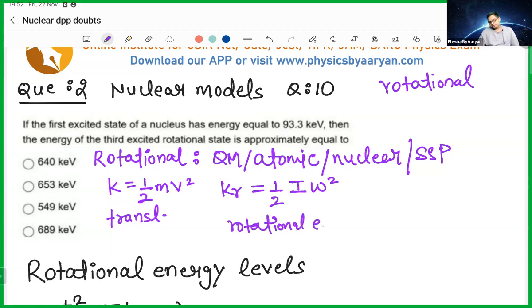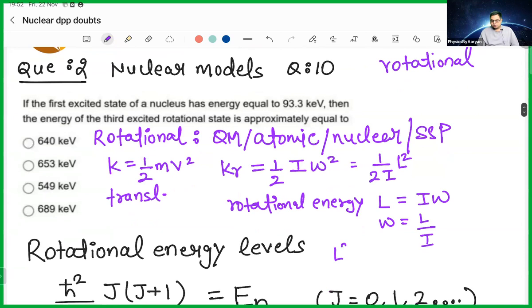This is a rotational energy. Another thing I can do is use the idea that angular momentum L equals I omega. So I will use omega as L by I and put it there. I will get 1 by 2I into L squared. In quantum mechanics, L squared is l into (l plus 1) into h cut squared, and that is the basic idea behind quantum mechanics.